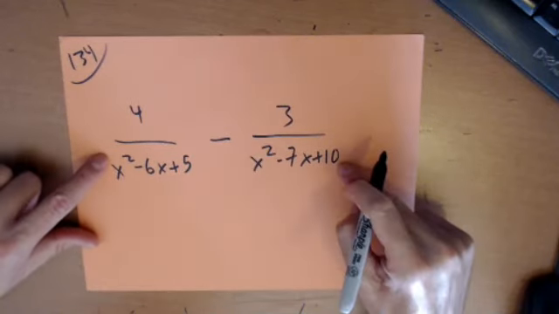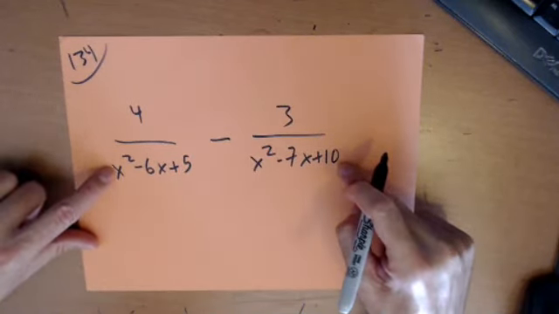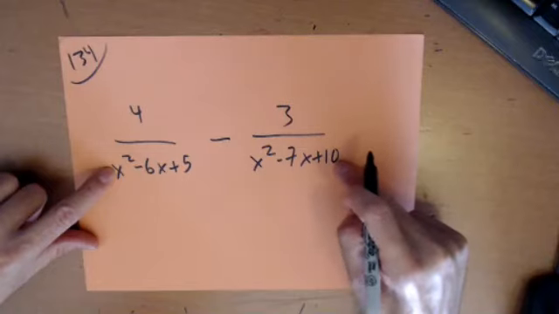Did you write it down right? Did I? 3. Okay.